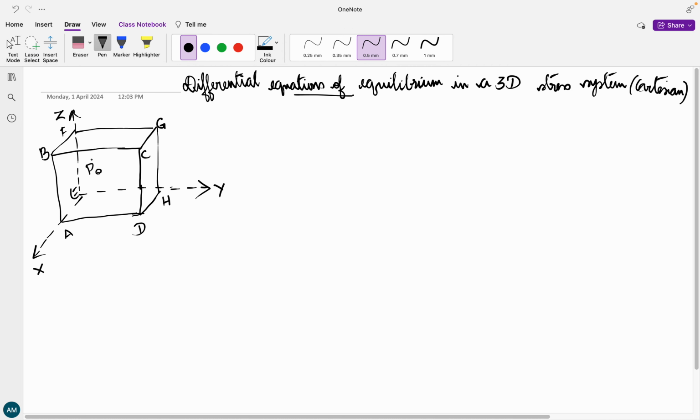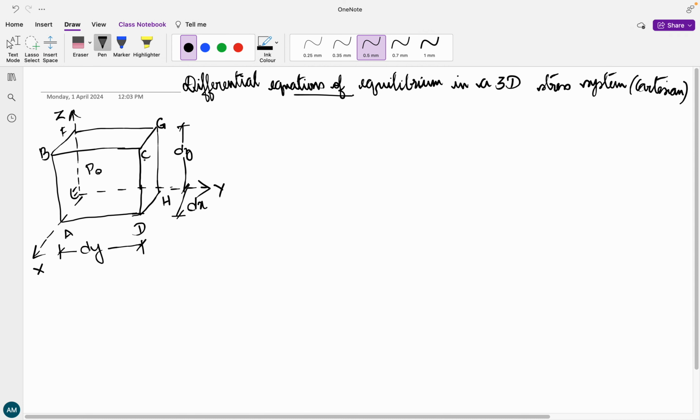All right, let the dimensions of the parallelepiped be dx, this is dy, and then this is dz. Alright, we have the dimensions of the parallelepiped. Now, for any body to be in equilibrium, it should continue to stay in its state of rest or of uniform motion. Here we have considered the parallelepiped to be in equilibrium and at rest. If the parallelepiped is in equilibrium and at rest, then the inertia forces are absent.